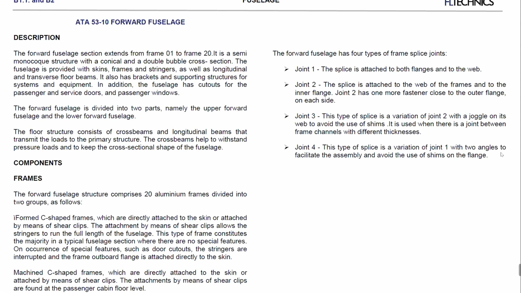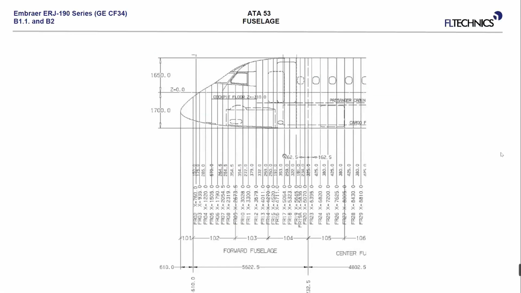In addition to this forward fuselage, we have cutouts, which are for the passengers, service doors, passenger windows. We have this forward fuselage divided in two parts, which are upper forward and lower forward fuselage. Let me show you. This is between frame number 1 and frame here 20. This is our forward fuselage. And this forward fuselage, as we said, is divided into lower and upper.